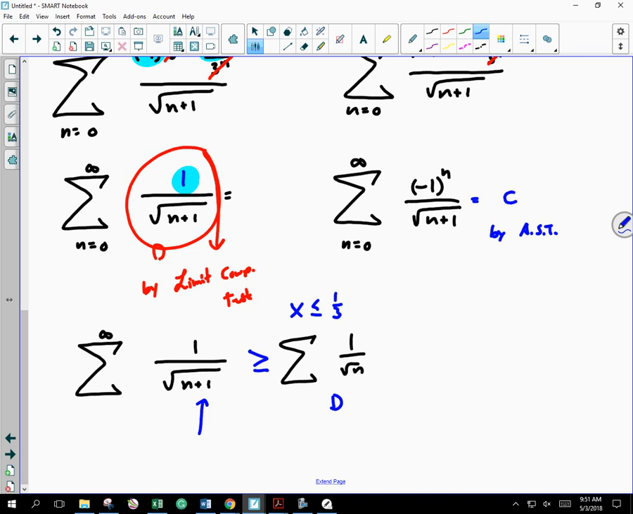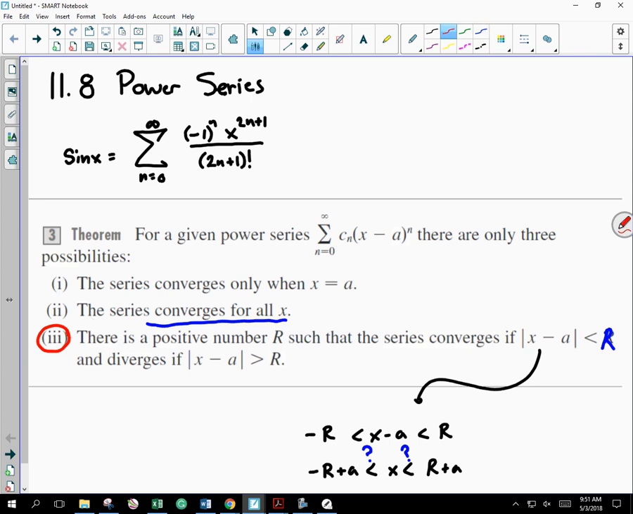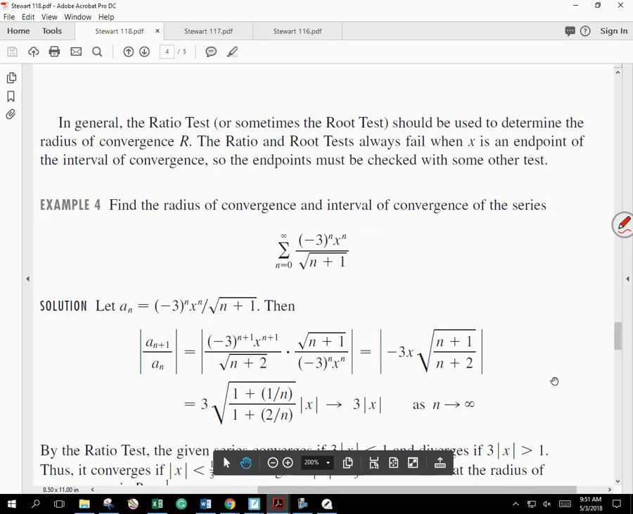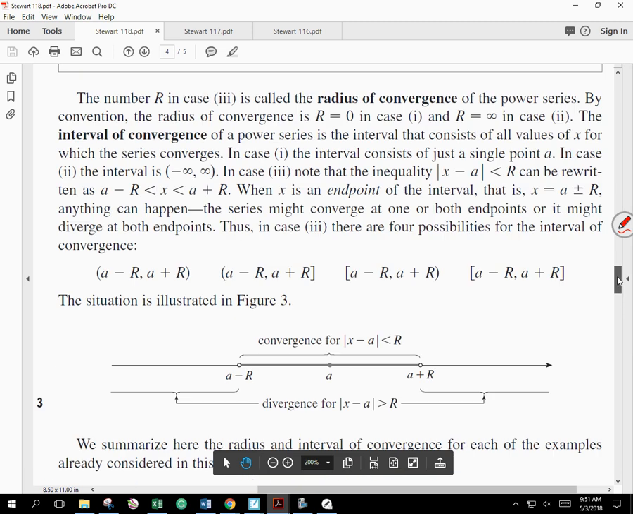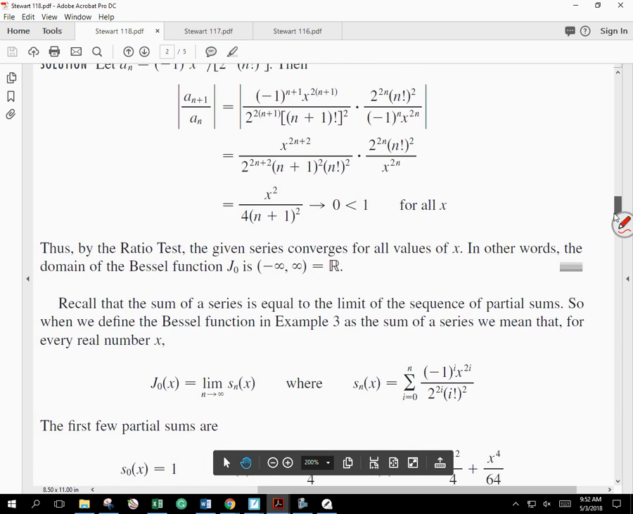It's the first one that takes the longest to explain. After that, it's just downhill. Same question. Find me the radius and interval of convergence. I'm going to pause the video.